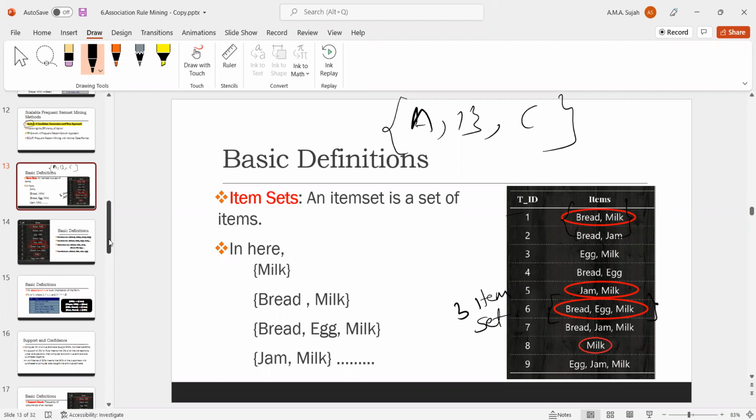Okay, just think about a phone shop. Tell me some item sets. Someone tell me an example, think about a phone shop. In a phone shop, what is an item set? You need to tell me an item set that contains two items in a phone shop. Someone tell me. Another person tell me a three item set in a phone shop. Just tell me, someone.